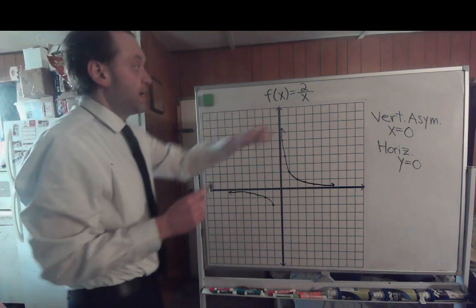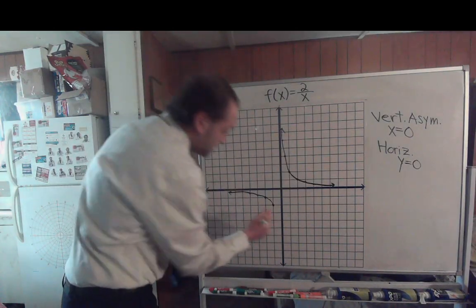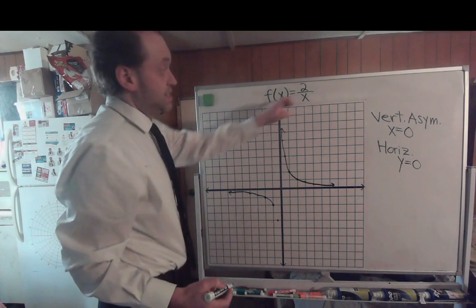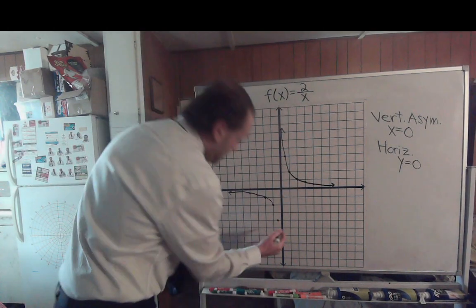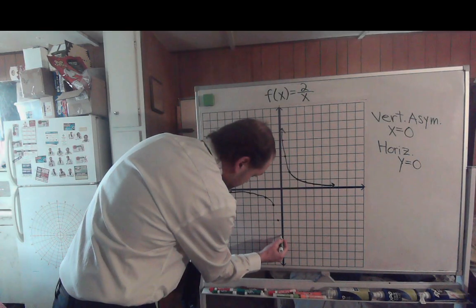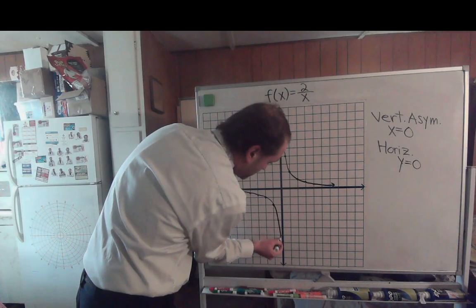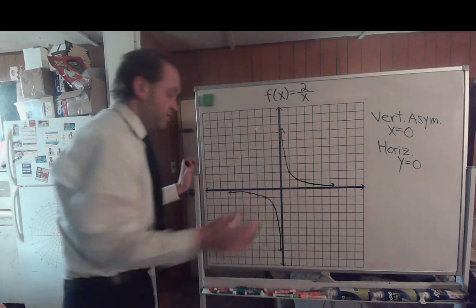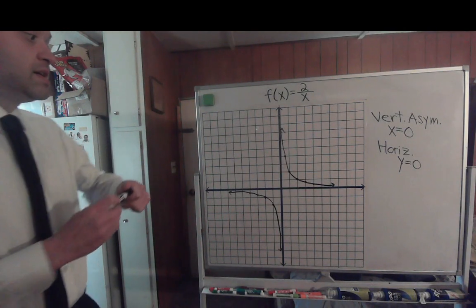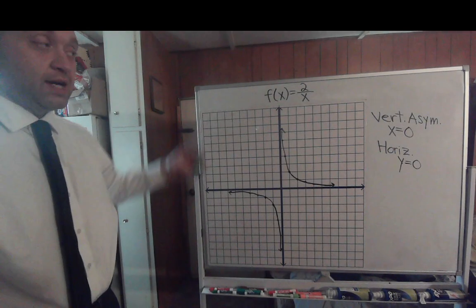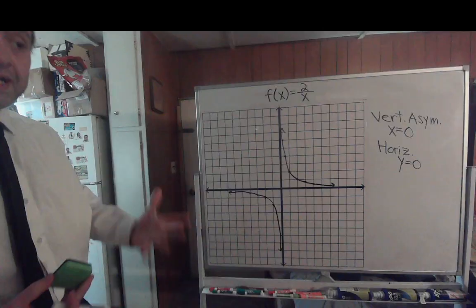Alright, what about when x is negative 1/2? We get negative 4 for y. Then when x is negative 1/3, we get a y value of negative 6. So the further right we go, we're closing in on that x value of 0, but we can't quite reach it. But herein is the total graph of f of x equals 2 over x, based on our asymptotes also.